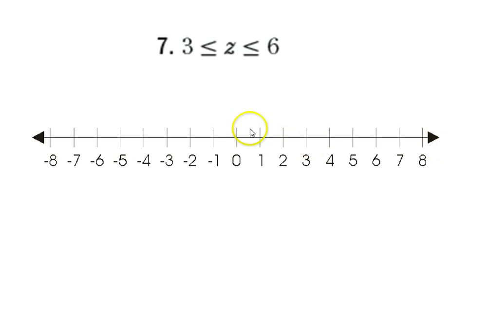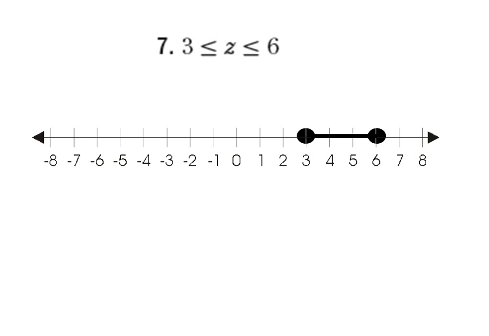Number 7, we have z is greater than or equal to 3, and z is less than or equal to 6. So I'm going to plot these two limits here. 6 is the upper limit, so I'm putting the solid circle there for 6, because z can be 6. Then I'll put another one at 3, because that's the limit here. z's got to be bigger than 3 and less than 6, anywhere in there.